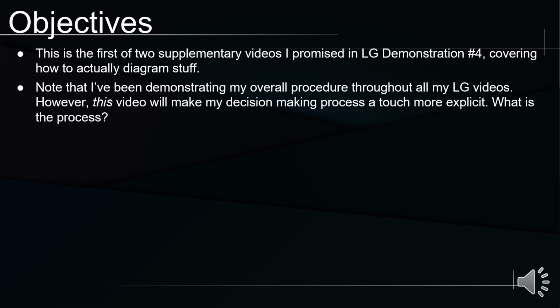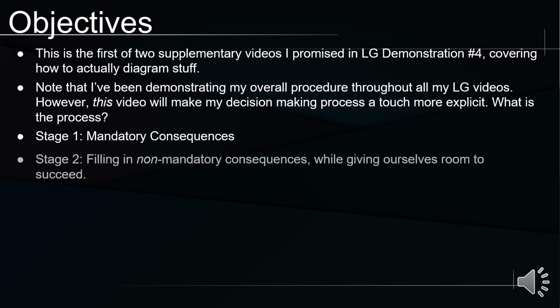So what is the process that I'm specifically trying to demonstrate here? Well, it's really a division between stage 1 and stage 2, what I call mandatory consequences in stage 1, and filling in non-mandatory consequences for stage 2. Which is closely related to the giving ourselves room to succeed thing, where if we are filling in things that are optional, that we don't have to, but we're just trying to finish out a picture, then we are going to opt to give ourselves the most freedom so that we have the most flexibility to fulfill all the rules as we go along. That's not going to be much of an issue here, but today's video is about the division between mandatory consequences and non-mandatory consequences of the rules.